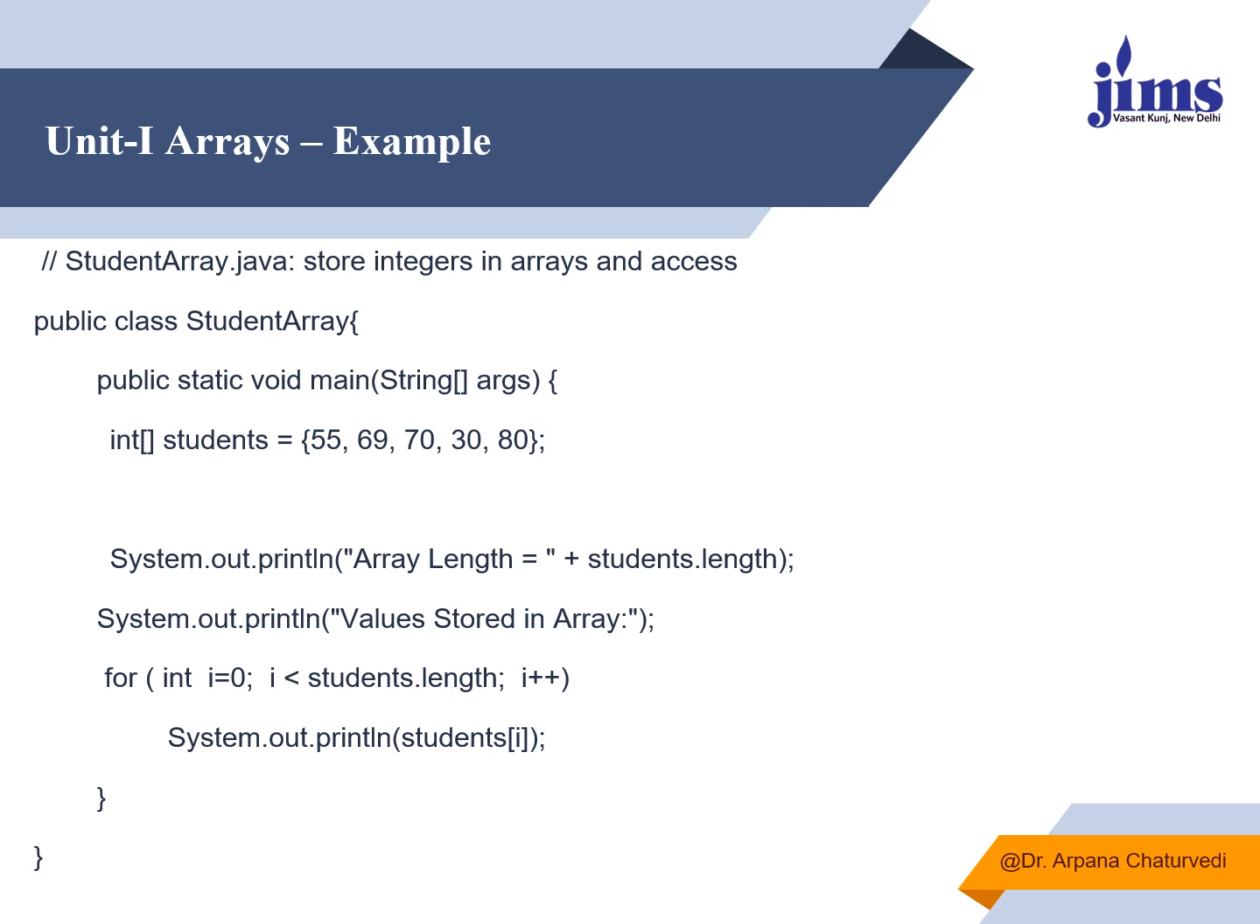Now we see the example. Earlier we have taken the input from the user. This time I am not taking input. The class name is the same, main function. Here while declaring, I have initialized the values, checking the length, and then displaying the values using System.out.println(students[i]), making use of for. So what we will see, it will display the values as 55, 69, 70, 30 and 80.